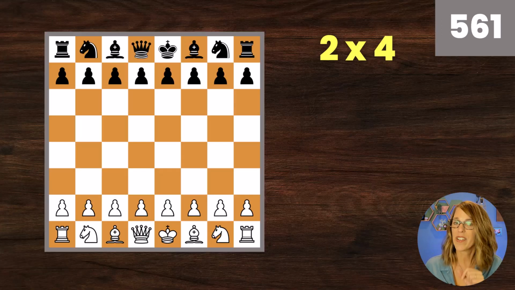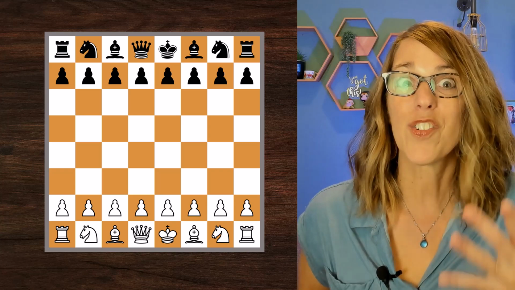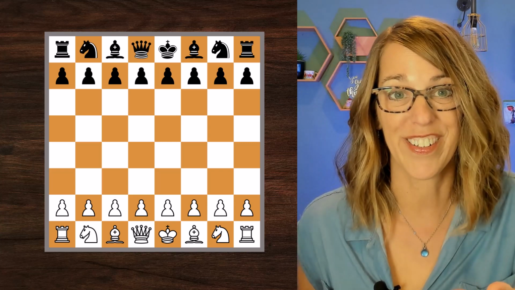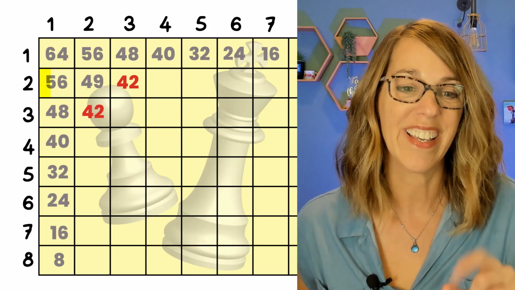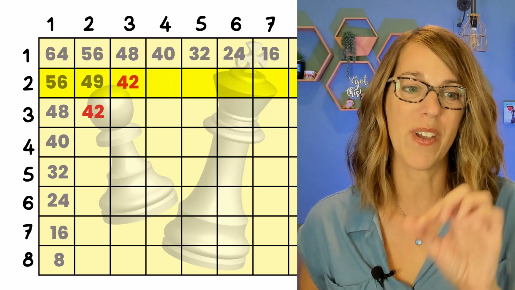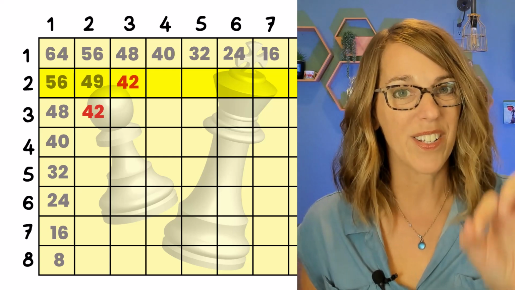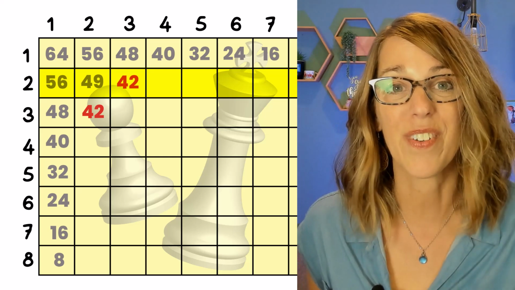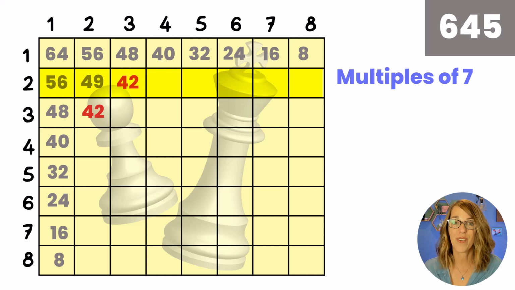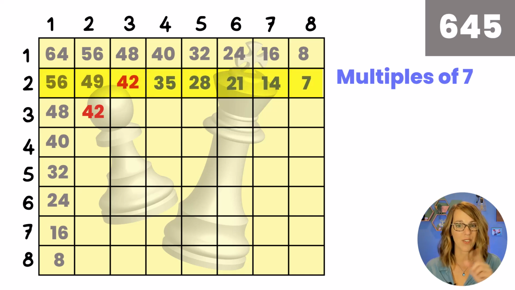Now we could go on and do the 2x4s, but I would much rather use a pattern. So back to our grid. In that second row now, I'm going 56 to 49. That's a difference of 7. 49 to 42, that's another difference of 7. All of those are multiples of 7. So let's continue counting backwards from 7 in that second row, giving me 35, 28, 21, 14, and 7.